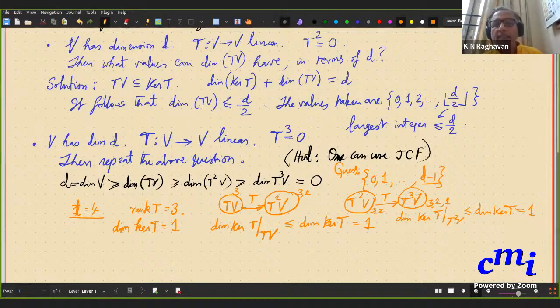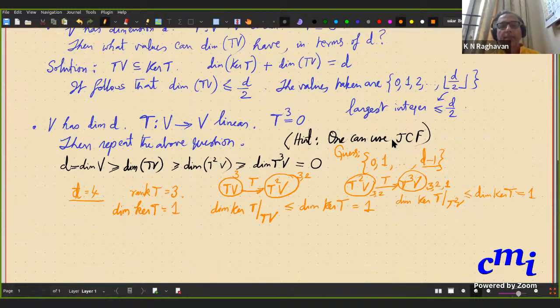That's why we have the JCF. If you think of the JCF, then the answer becomes quite clear. So what does the Jordan canonical form tell us?